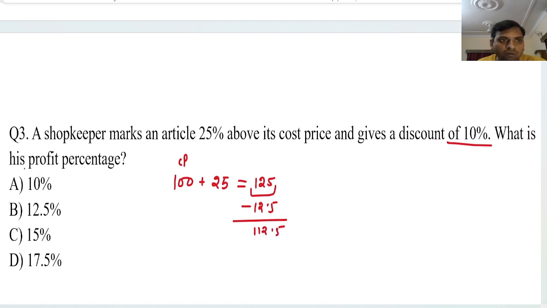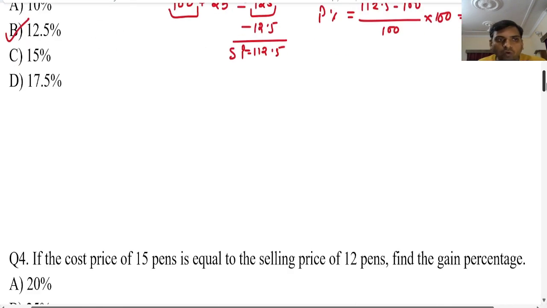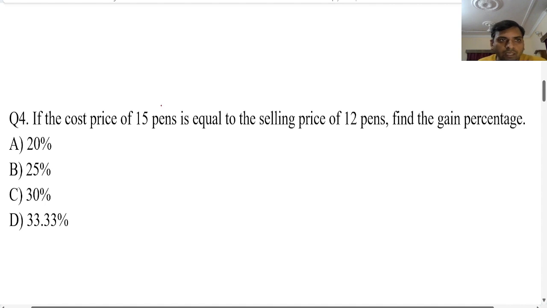Now what is his profit percent? This is the selling price and this is the cost price, so again you can apply the formula. Profit percent equals sales price 112.5 minus cost price 100, divided by CP, multiplied by 100. On solving this, you will get 12.5%. So the correct option is B. Now question number 4. If the cost price of 15 pens is equal to the selling price of 12 pens.